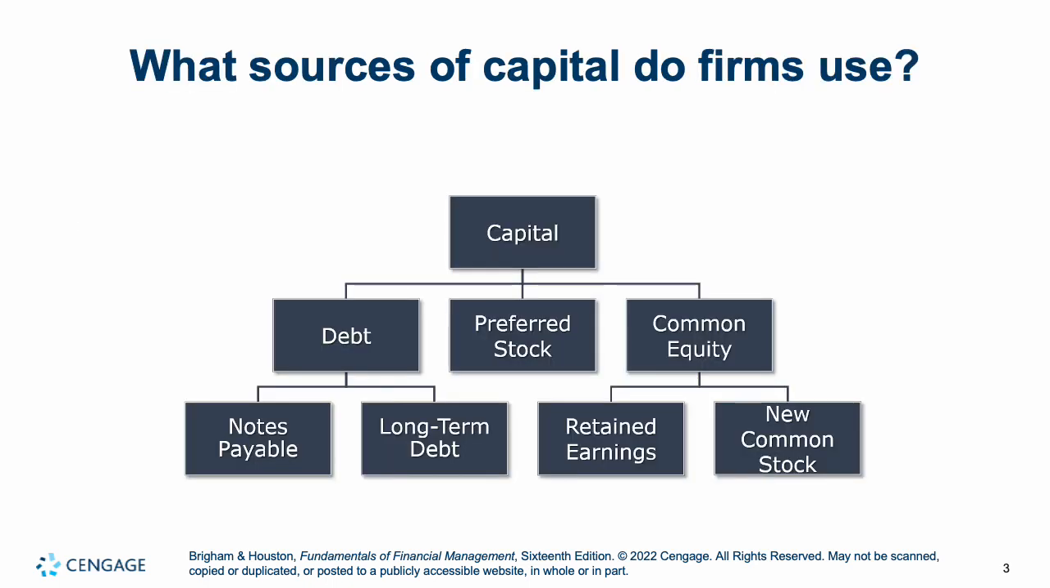So what sources of capital do companies or firms utilize? Capital falls under three umbrellas. We have debt, and those are our bonds and short-term debt instruments, so long-term debt or bonds and notes payable, preferred stock, and then common stock. Common stock or common equity can take two forms. We can draw from retained earnings or issue new common stock.